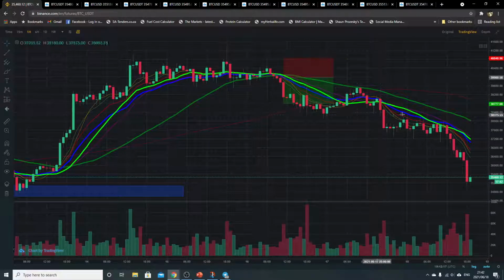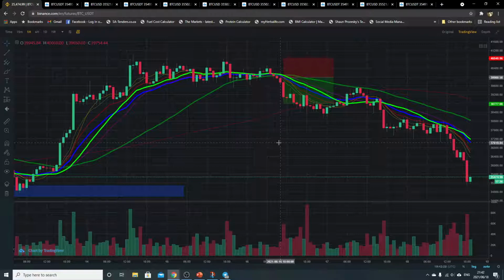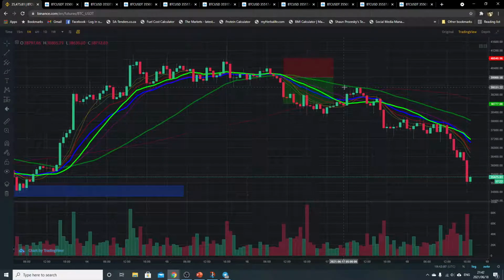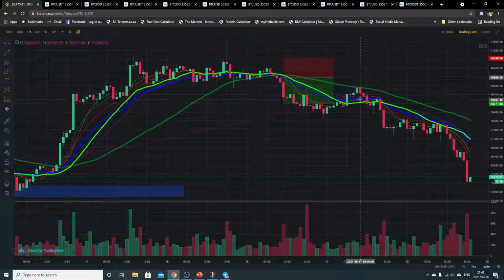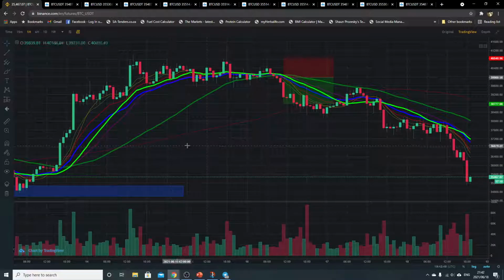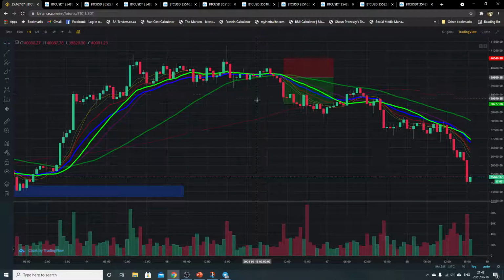Okay, so now obviously we are in a downtrend. Here's a tip, guys: using your EMAs and MAs, your exponential moving averages and your moving averages. You see the 100 moving average, the 50 moving average, and the 20 moving average. This blue line is the 21 exponential moving average. Let me go very briefly into how I determine the short-term trend of Bitcoin.